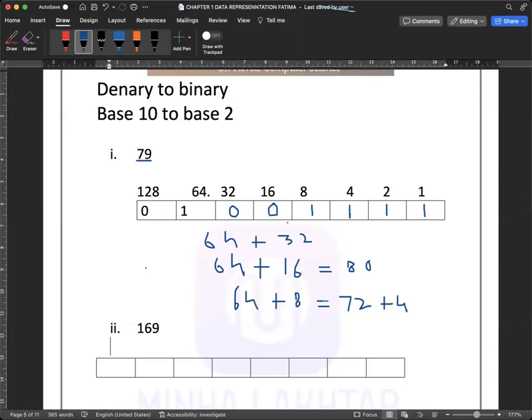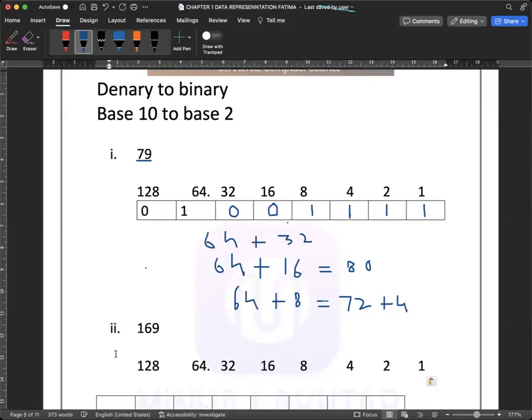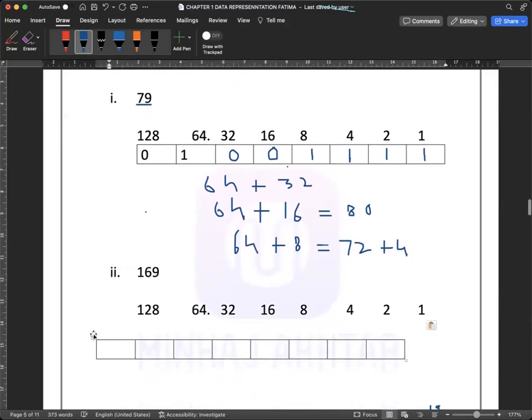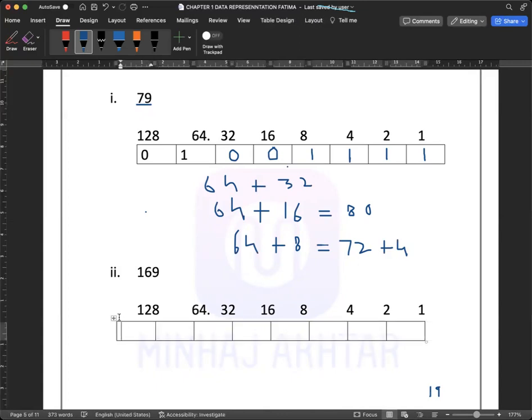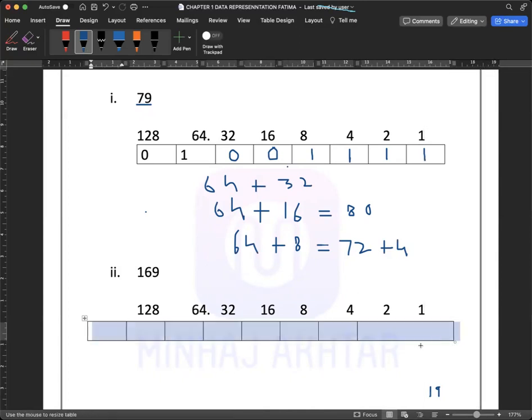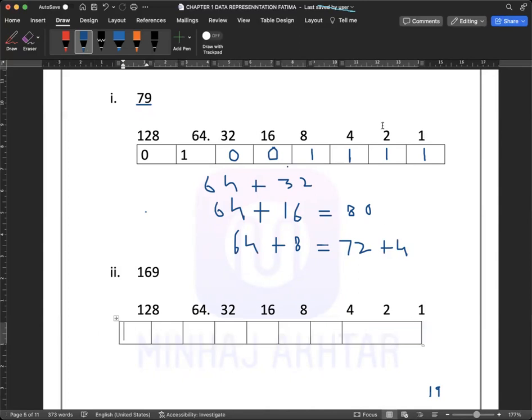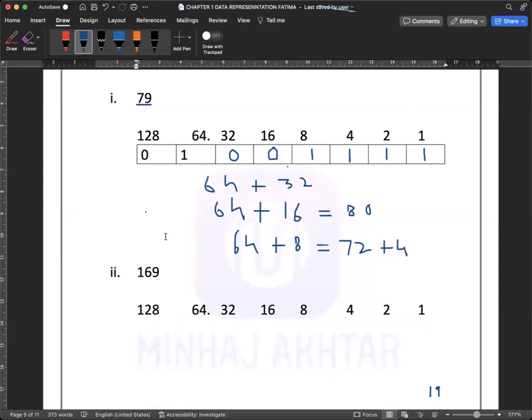Okay, can you tell me what is the next question? 169 to binary. So what do we have to do first? Draw the registers. Perfect answer. So we draw the register, right? Okay. So can you tell me about the register? Okay, we have done it, right? Just a second, please. I need to delete it.